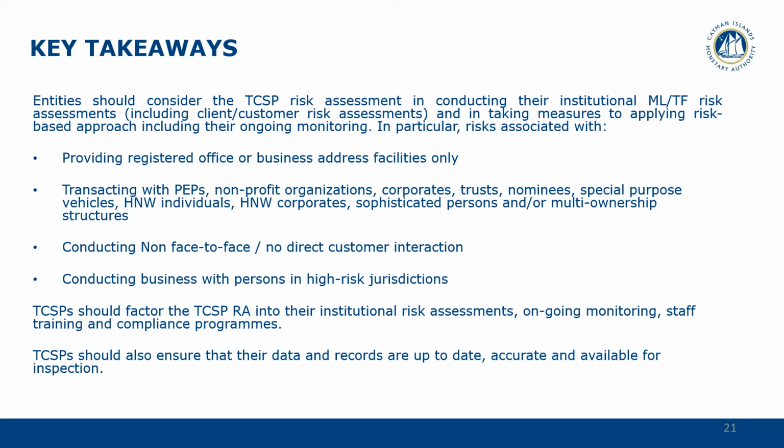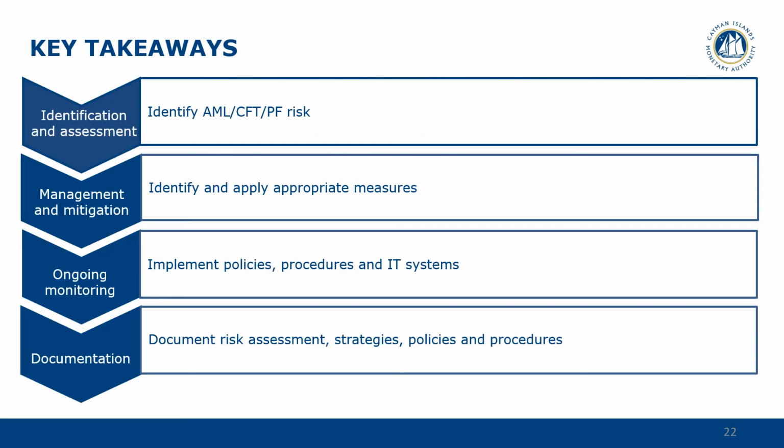TCSPs should factor the TCSP risk assessment into their institutional risk assessments, ongoing monitoring, staff training and compliance programs. And TCSPs should also ensure that their data and records are up to date, accurate and available for inspection. Implementing an effective risk-based approach to managing and mitigating your money laundering and terrorist financing risks requires 4 key components. The first is the identification and assessment of risk, and that's where this risk assessment can be really useful to you.